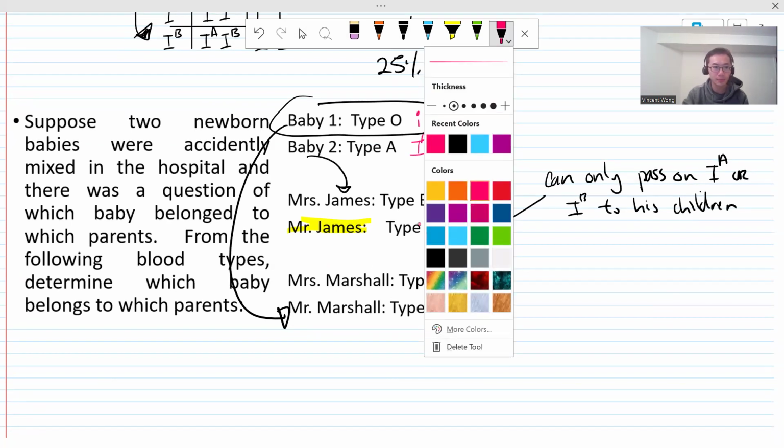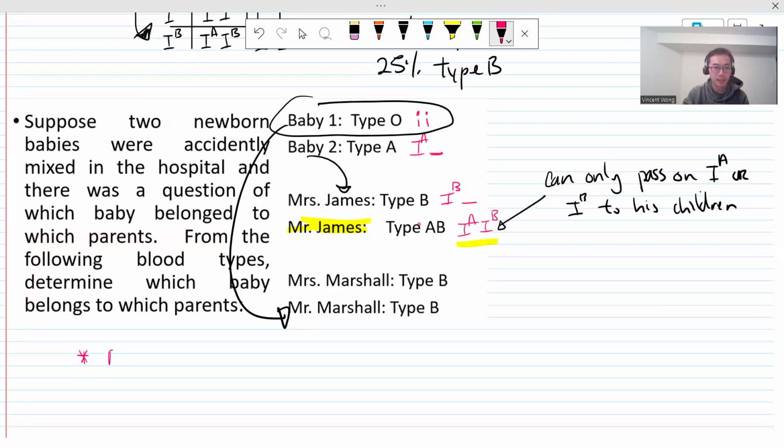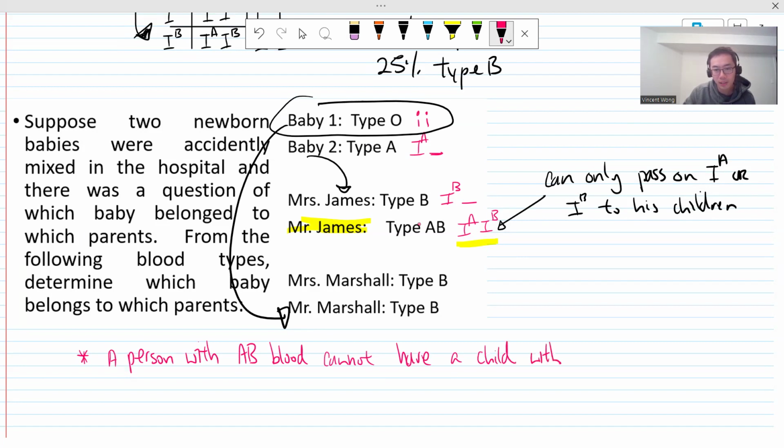Okay, so let's write that down. A person with AB blood cannot have a child with type O blood. Again, it doesn't matter who you marry. You do not have a little i to pass on. That's why you cannot have a type O child.